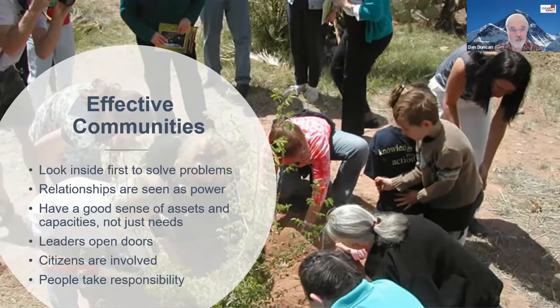Effective communities look inside first to solve problems. They don't wait for somebody from the outside to solve them for them. Relationships are seen as power, because that's how we connect and work and build that power, is through relationship. They have a good sense of their assets and capacities, not just their needs. Leaders open doors. Leaders are good connectors, not dictators. They really know how to connect people. Citizens are involved, and what we mean by citizens are people that are engaged in sharing their gifts, as we call them, in the community.